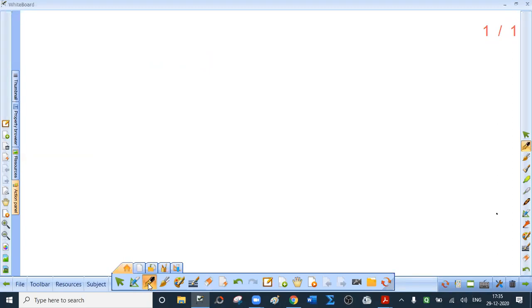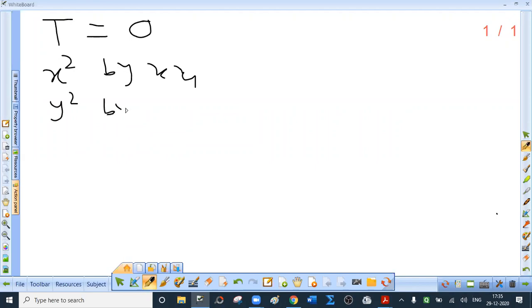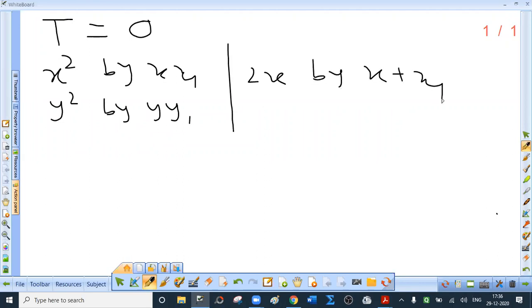Okay. I think I have already explained T notation also. T means tangent. That is very simple. Right, or in the equation of the curve, replace x square by xx1, y square by yy1, 2x by x plus x1, 2y by y plus y1, keep the constant term unchanged. You get the equation of the tangent.